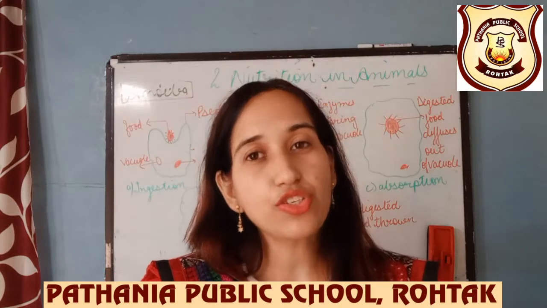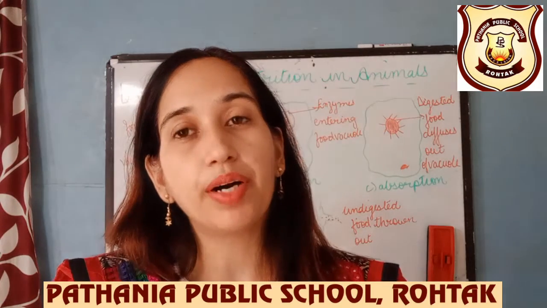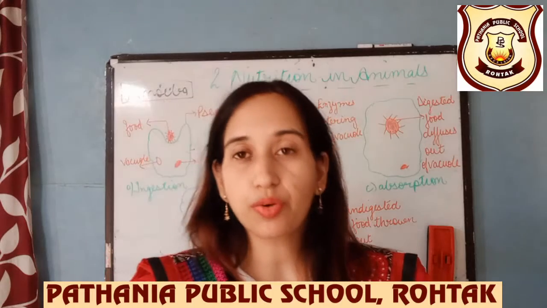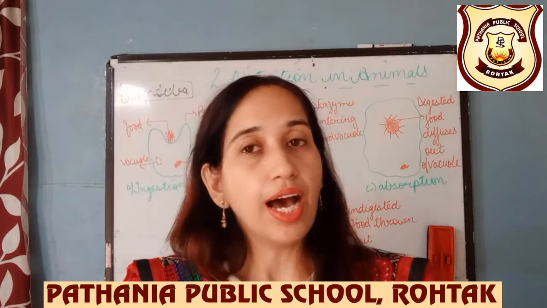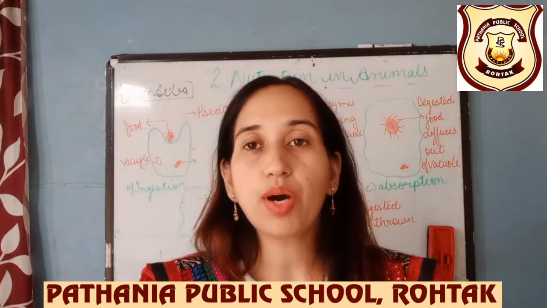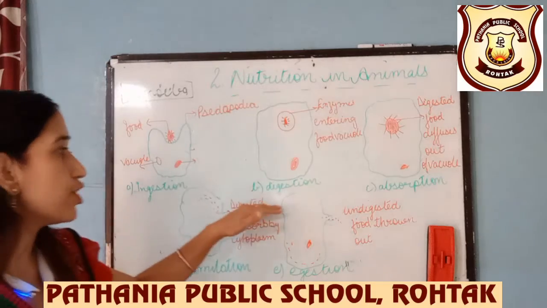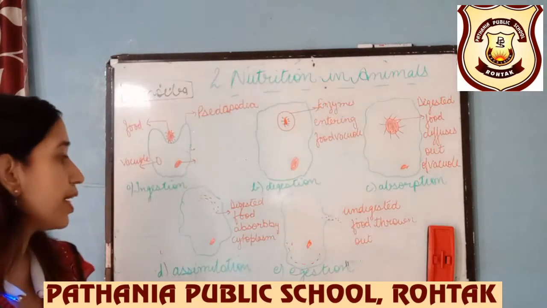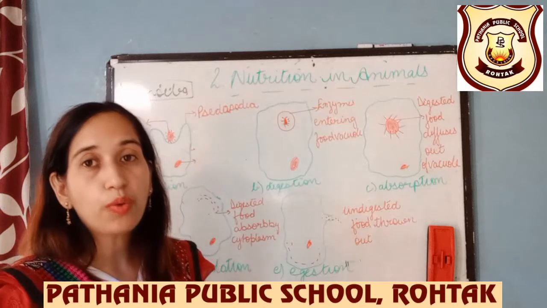We are on the second chapter, nutrition in animals, and we are on the topic of amoeba. We are going to follow its mode of nutrition. What is the mode of nutrition amoeba follows? Same as humans, it follows 5 steps. We will study them one by one. First step is ingestion, then digestion, then absorption, assimilation and egestion. These are the 5 steps amoeba follows.